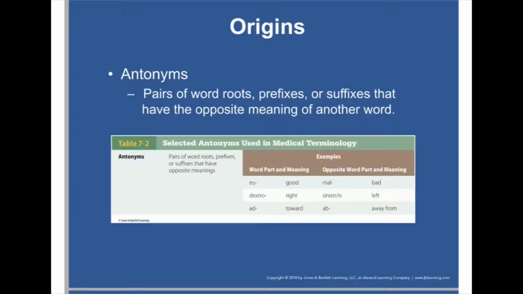If you remember back from junior high or elementary school grammar, you'll remember that an antonym is an opposite. So it's a word that has an opposite meaning. Here we have a chart that lays out some common antonyms we'll see in healthcare. An example would be eu, a prefix which means good, versus mal, which means bad. An example of eu would be eustress, or good stress, and mal would be like maladaptive, or not a good way of adapting to a situation.